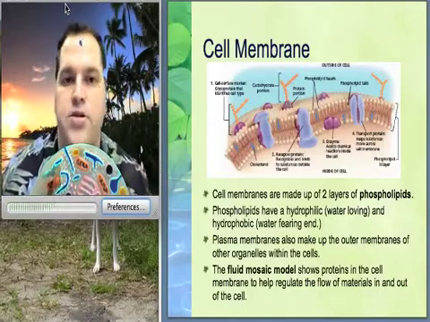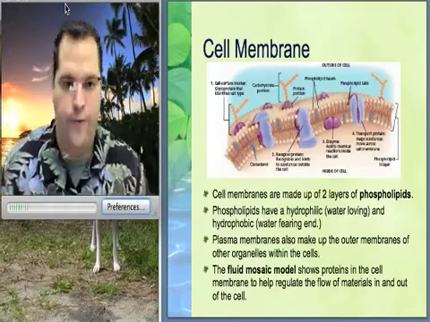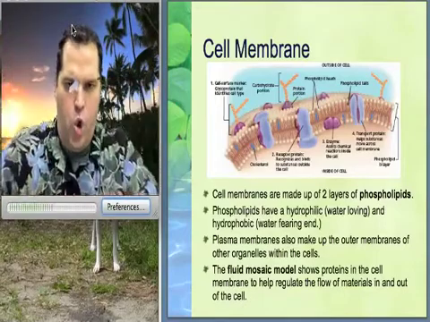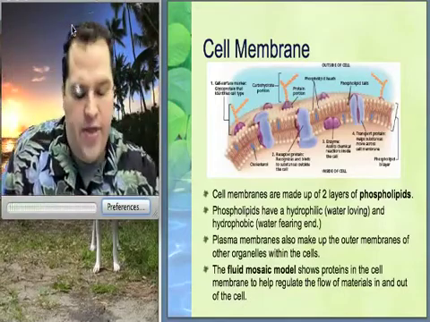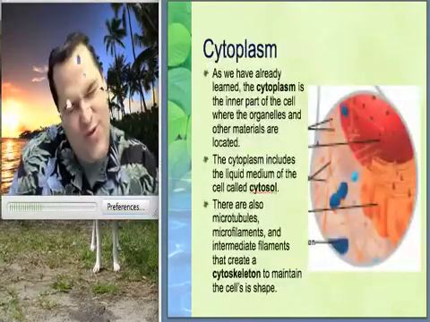The fluid mosaic model of the cell membrane is what's contemporarily followed. That means that we have this idea of pieces that build up the whole membrane. The next organelle that we want to talk about is the cytoplasm, which really isn't an organelle.